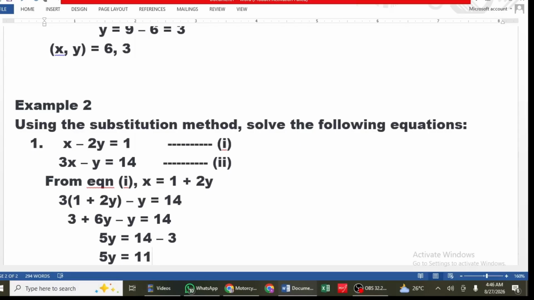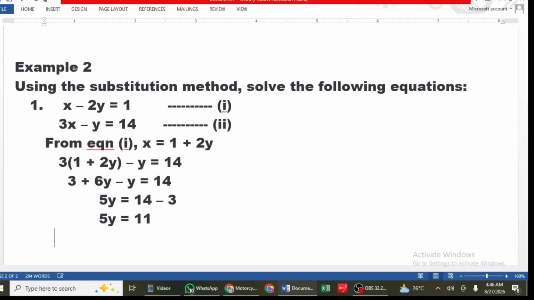And from there now, to get the value of y, you are going to divide both sides by 5. Therefore, y will be equals to 11 divided by 5. And 11 divided by 5 will give us 2.2.